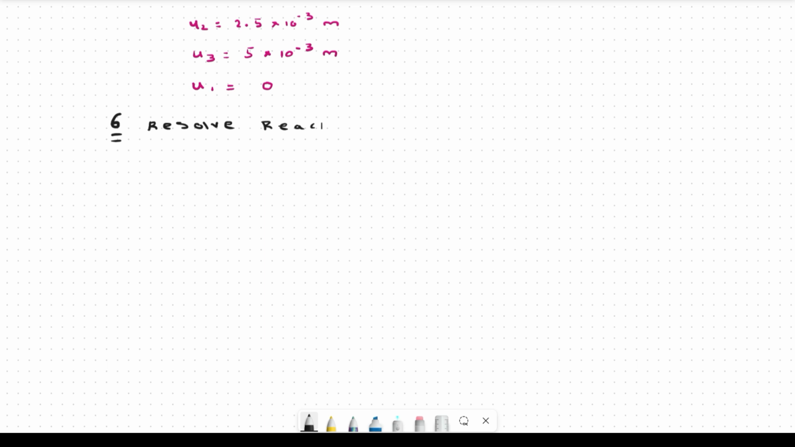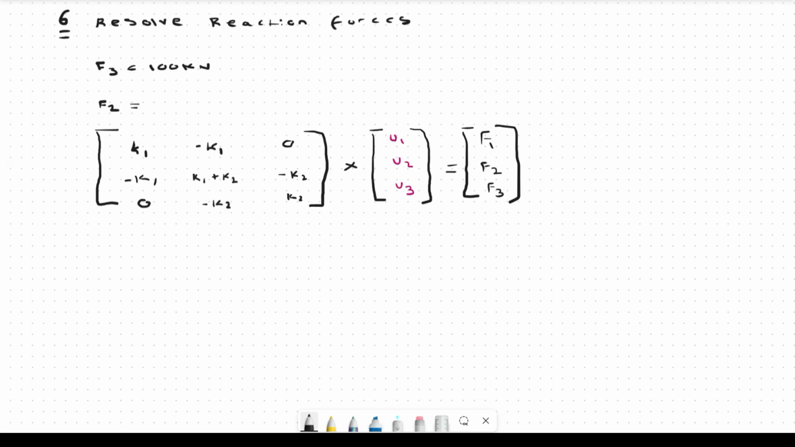Now we must bring back the global stiffness matrix to solve for the unknown reaction forces. So here we have it. So we know F3 is already 100 kilonewtons, and F2 we're going to find using the global stiffness matrix.